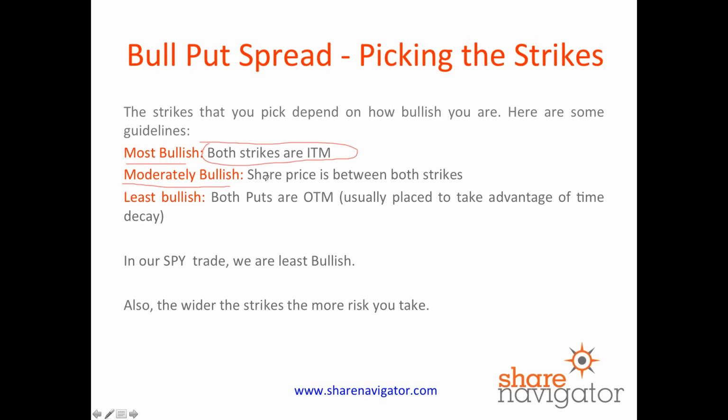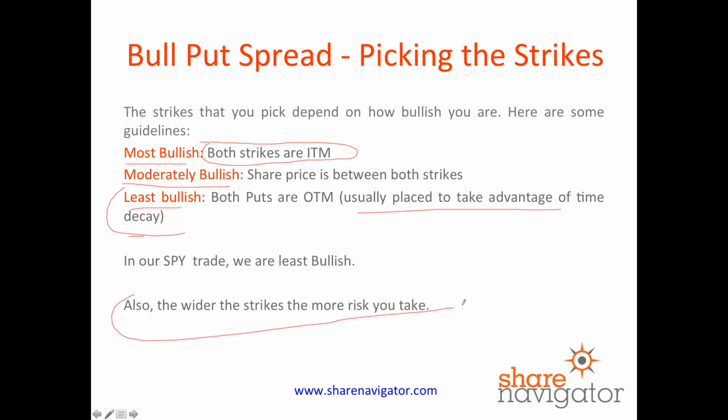If you're moderately bullish, you'd basically pick strike prices where the share price is stuck in the middle between them. And then the least bullish trade of all, which is the one we did with our SPY, is where both puts are out of the money. And usually we're placing this to take advantage of time decay. So all we're looking for is a high probability trade, getting paid a premium right up to expiry, which is benefiting from time decay as each day passes. And that's the type of trades we like to place here.